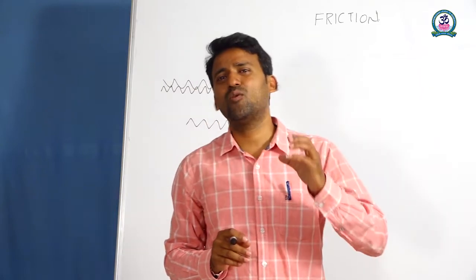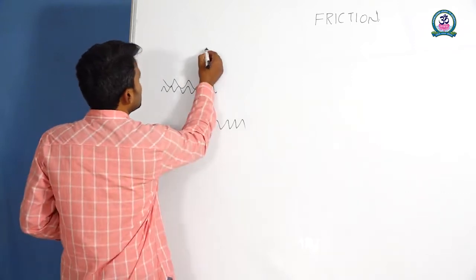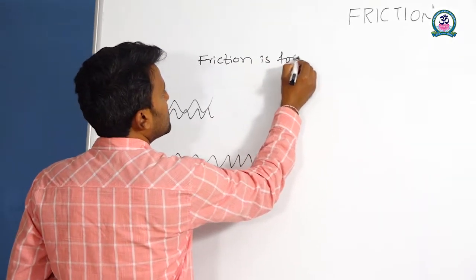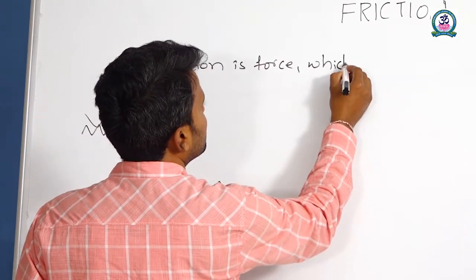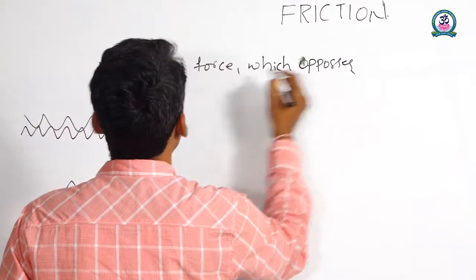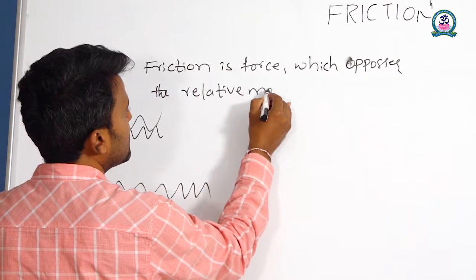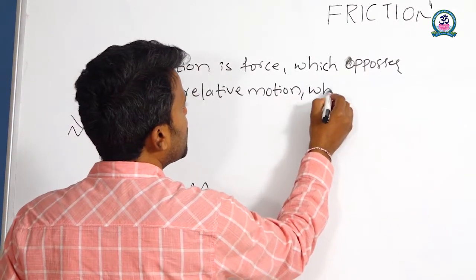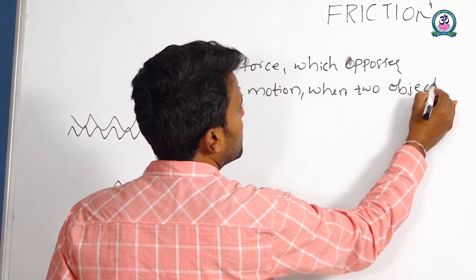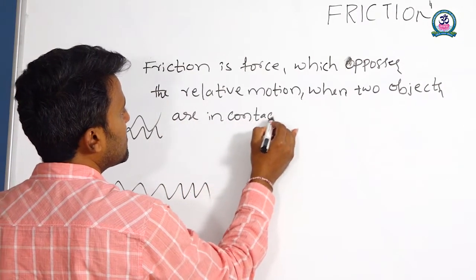So this is also caused by friction. What is friction? I want to tell here. Objects are in contact. I will write the definition here. Friction is a force which opposes the relative motion when two objects are in contact.